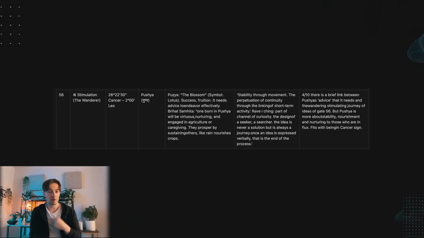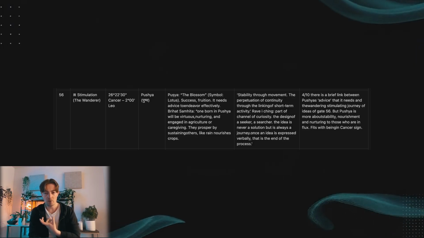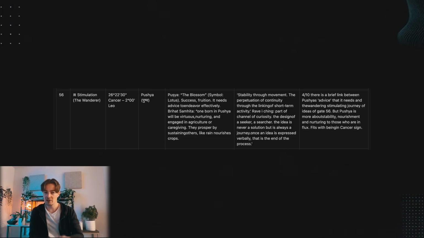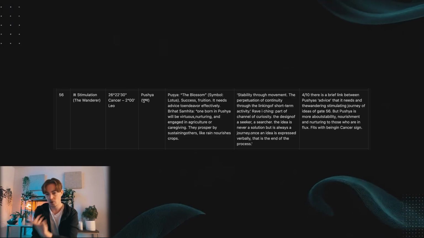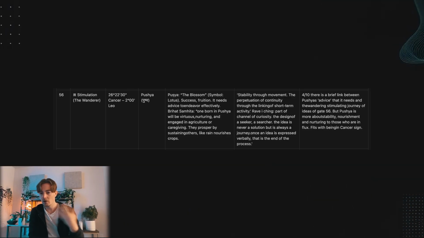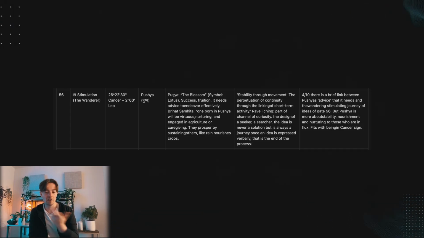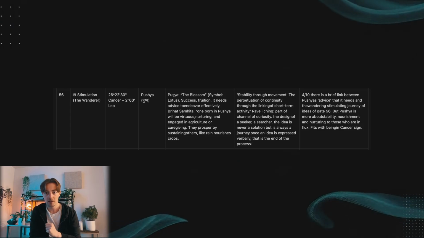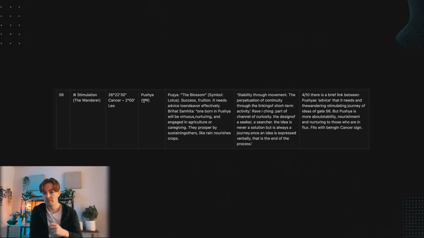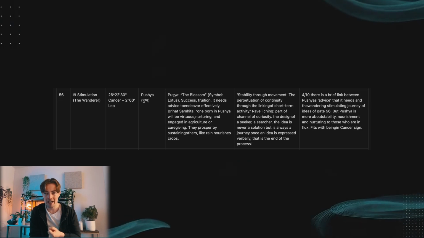So this gate of stimulation, the gate of the wanderer, it's a throat gate. It's more associated with the characteristic of being able to talk, being able to tell stories, being able to link ideas, to talk about different ideas, and just going on that mental journey. And being good at storytelling, being good at linking different topics together and expressing that through the throat. So does it go with Pushya's blossoming lotus symbol? Being virtuous, nurturing, engaged in agriculture and caregiving.